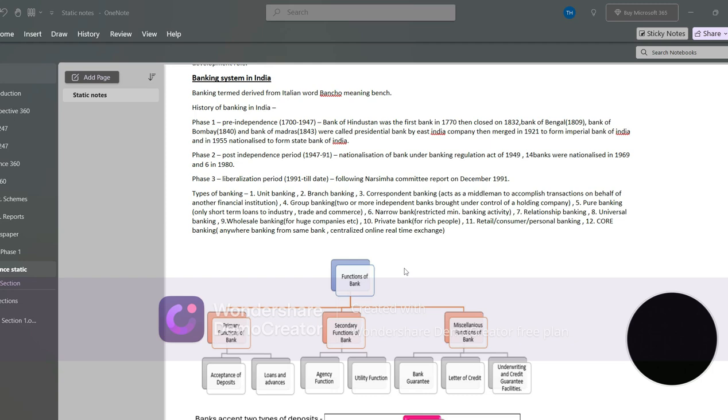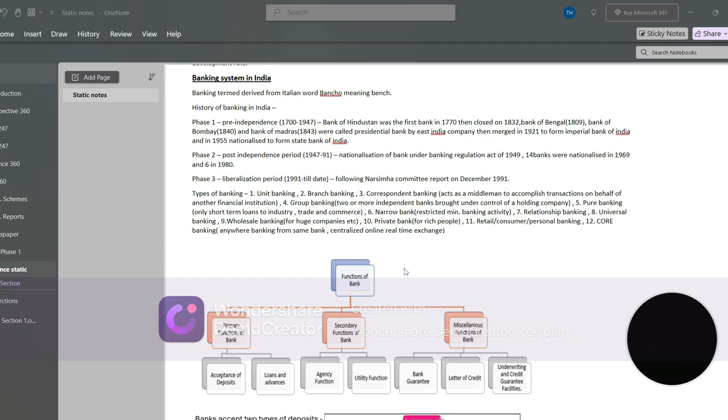Fourth is group banking, in which two or more independent banks work under the control of a single holding company. Fifth is pure banking. Pure banking is when only short-term loans to industry, trade, and commerce are given, and no other functions are there. Sixth is narrow banking. It is like a bank, but it has a restricted number of banking activities, very few. Seventh is relationship banking. Eighth is universal banking, a bank which has all the functions a bank should have.